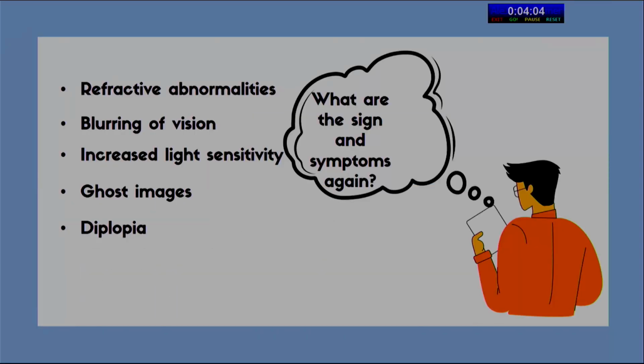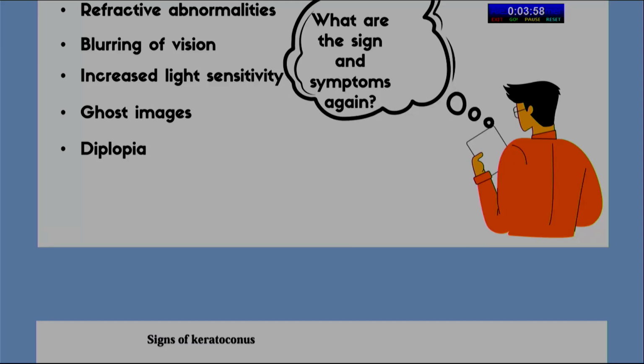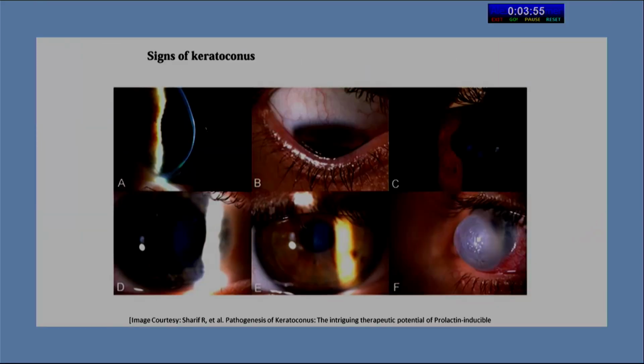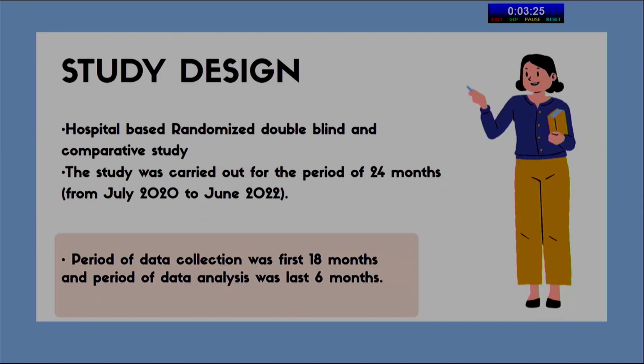Patients present with refractive abnormalities, blurring of vision, increased light sensitivity, ghost images and diplopia. On examination, in image A we can see thinning of the apex of the cornea, followed by image B, which shows Munson's sign: on downward gaze we see indentation of the lower eyelid. In image C you can see the paracentral stromal scar, and in image D a Fleischer ring, which is the deposition of iron around the base of the cone. Image E depicts Vogt's striae, which are breaks in Descemet's membrane, and image F denotes an acute case of corneal hydrops.